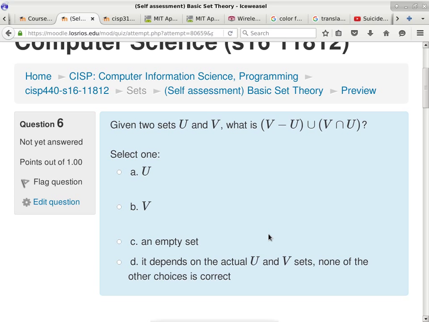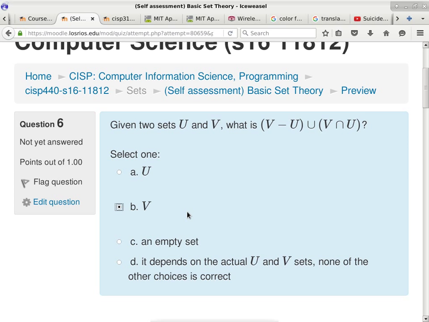In question number 6, I give you two sets, U and V. I'm asking, if I take V minus U as one set, and use a union to union that with the intersection of V and U, and again, I don't even tell you what is in U and what is in V, which of the following is the correct answer? B is the correct answer, because it just comes back with the set V. There we go.